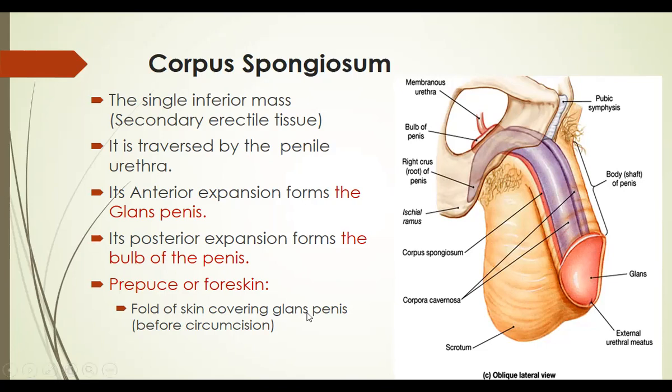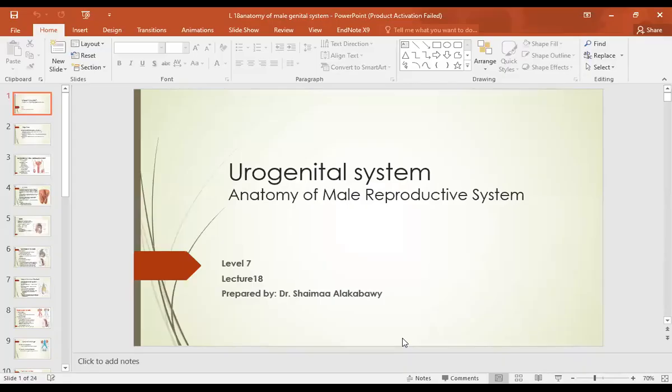And the skin in front of the glans forms the prepuce or the foreskin, which is removed during circumcision. It is a fold of skin covering the glans penis before circumcision. During circumcision, that skin is removed from the glans penis. So this is all about this lecture on the male reproductive system.